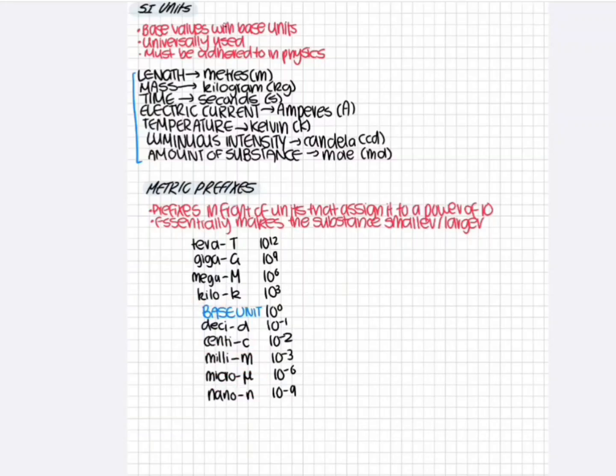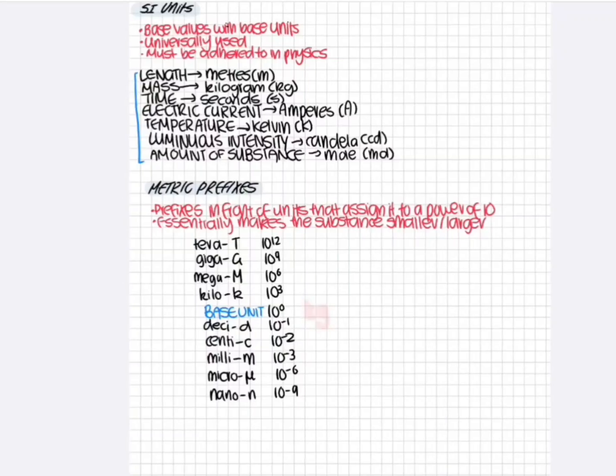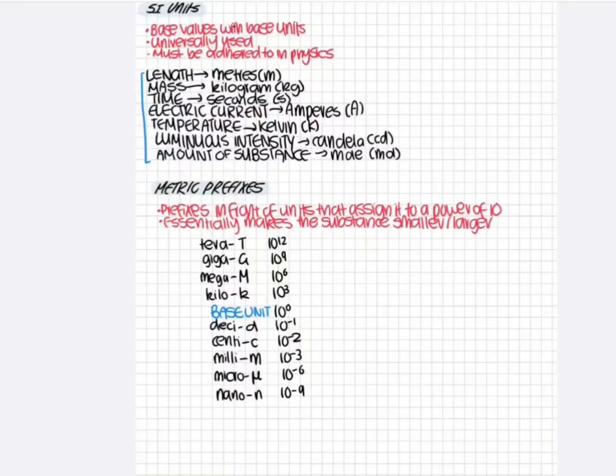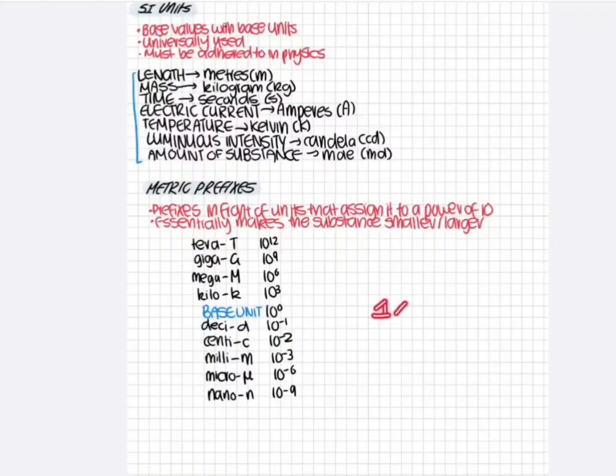So basically, if we have kilogram, that's 10 to the power of 3 times gram, right? Because gram is not the SI unit, but it's the base unit. So if we add the prefix, kilogram means 1 gram times 10 to the power of 3. So that's 1,000 grams.